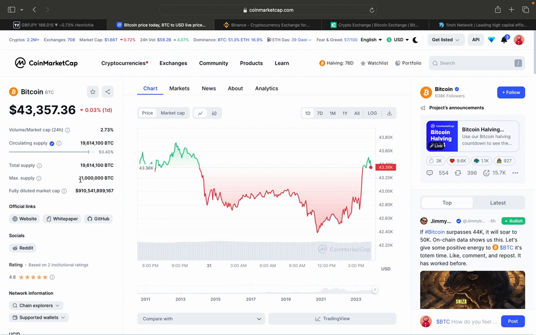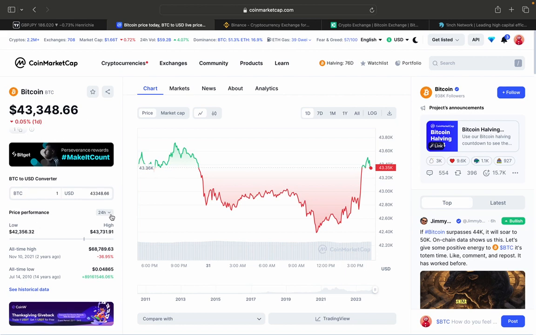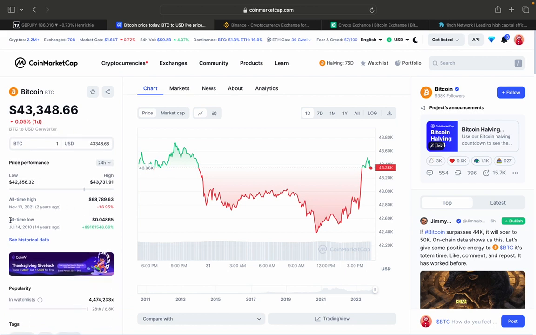Now, so far, there's 21 million Bitcoin, and as you can see, the fully diluted market cap, which means the entirety of the market cap for Bitcoin, is 910 billion. Now, if you scroll down here, you can see that the all-time low for Bitcoin is 0.04 and the all-time high is 68,000.